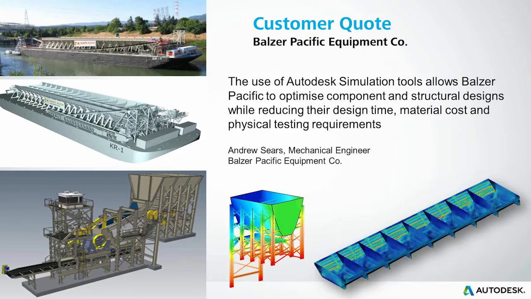So there are many customers using these products. Bells of Pacific, they make products to transport materials. They don't want to be making physical prototypes to see if they work, so they're doing this with simulation up front, to make sure they do, and they're optimising design as well, seeing where they can take out material to keep costs low.